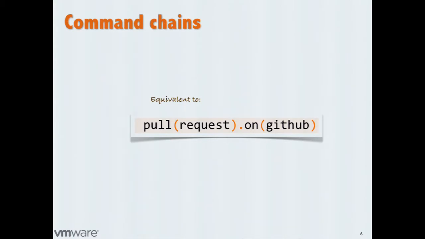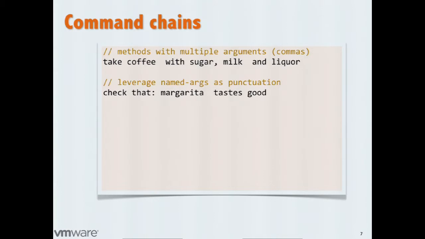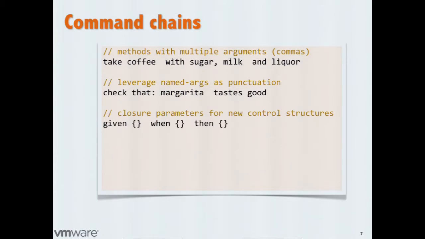So this is the simple example where I just have one parameter, but you can have several parameters. You can use named parameters, etc. And let me show you some further examples. Here, with multiple arguments, take coffee with sugar, milk, and liqueur. That's, again, a sentence, but that's valid Groovy code. You can use named arguments, and I'll put back the parentheses and dots afterwards. I'll show you. You can also use closures for creating your own control structures. So if you're into behavior-driven development, testing frameworks provide that kind of constructs, given, when, then.